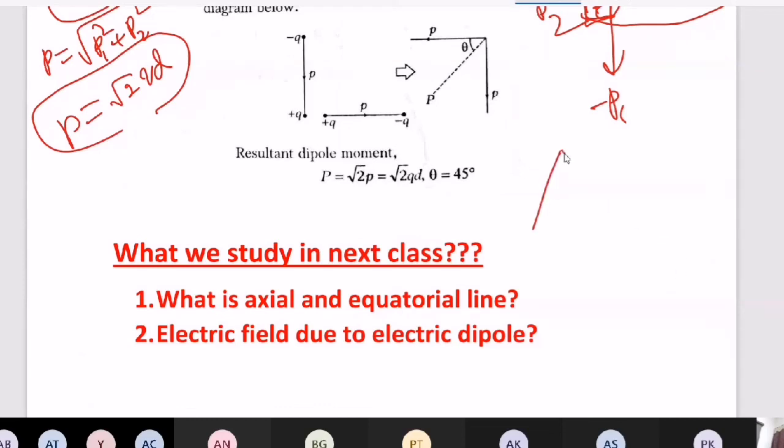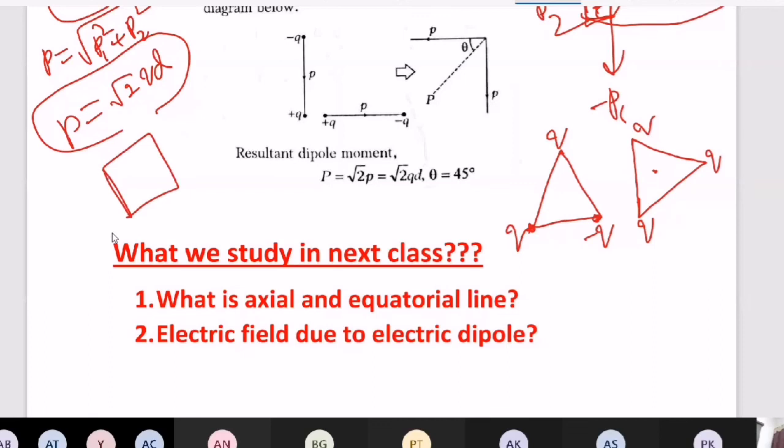First, if there are three charges q, q, minus q, what is the electric field on the positive charge and on the negative charge? That is the first question. Next, when you take three charges of equal magnitude, what is the electric field at the centroid?